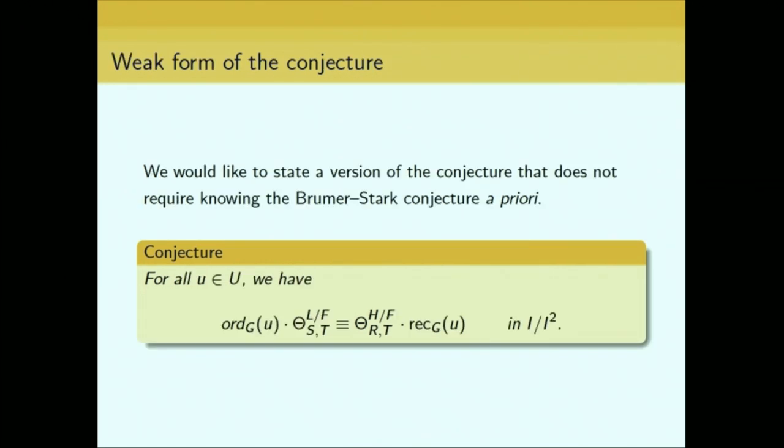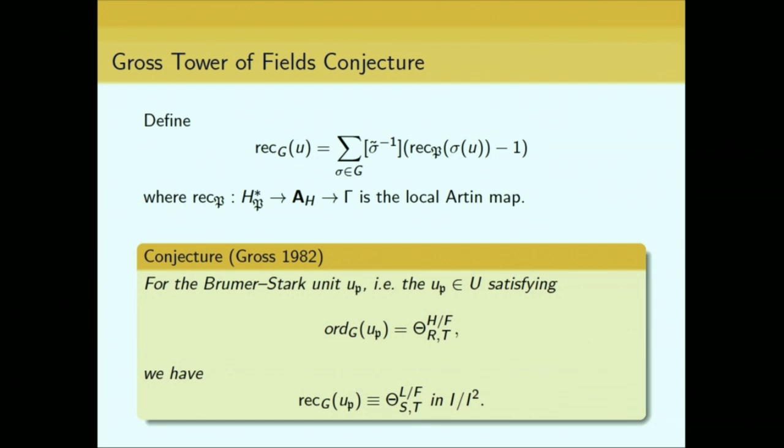Now, the methods that I have, as Akshay alluded to earlier, say nothing about this Brumer-Stark conjecture. I can never construct a unit. So I want to state a version of this conjecture that doesn't require knowing the Brumer-Stark conjecture. Gross's conjecture starts with: assume the Brumer-Stark conjecture, that is, the unit satisfies this, then it satisfies this. But I want to make a conjecture that doesn't require knowing that.